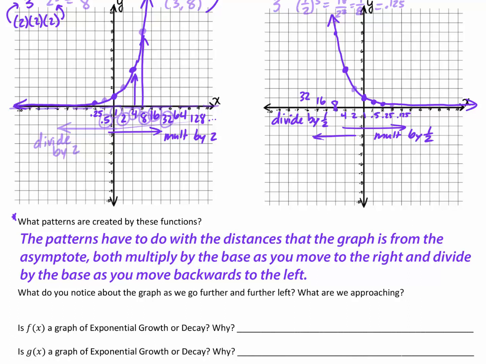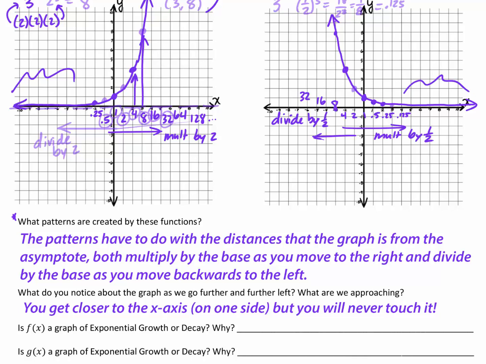So under that, what do you notice about the graphs as we go further to the left for the first graph, or if we go further to the right for the second graph? What are we approaching? We discussed that you're getting closer to the x-axis, but that's because there is an asymptote at that x-axis. You will never touch it.